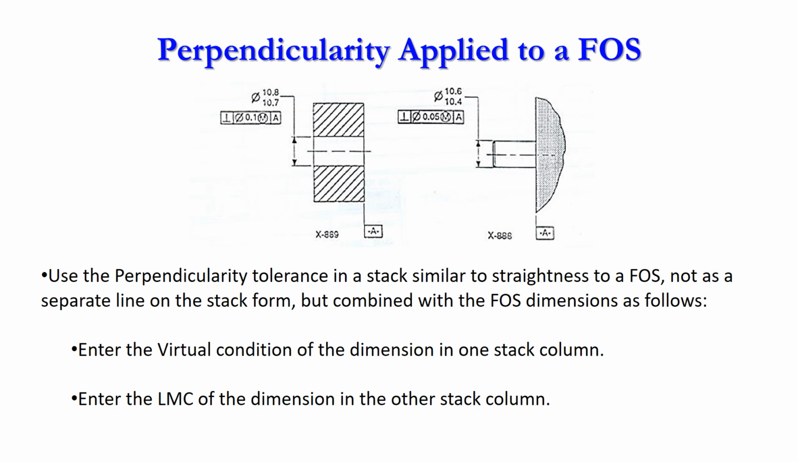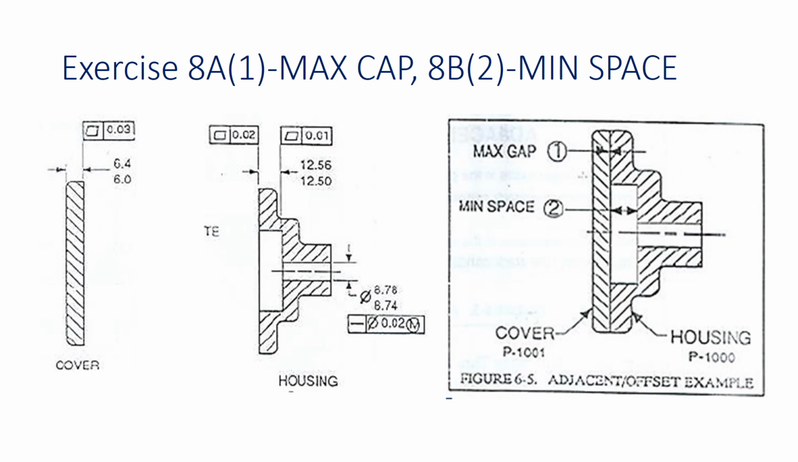Perpendicularity applied to a feature of size. Use a perpendicularity tolerance in a stack similar to straightness for a feature of size, not as a separate line on the stack form, but combined with the FOS dimension as follows. Enter the virtual condition of the dimension in one stack column, enter the LMC of the dimension in the other stack column. Exercise here: we find out the maximum gap and minimum space.